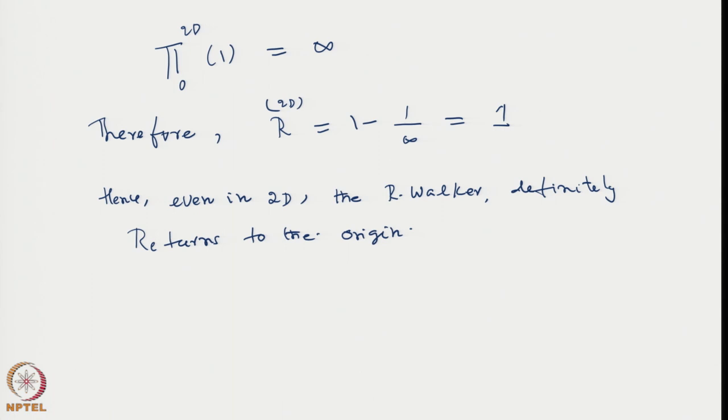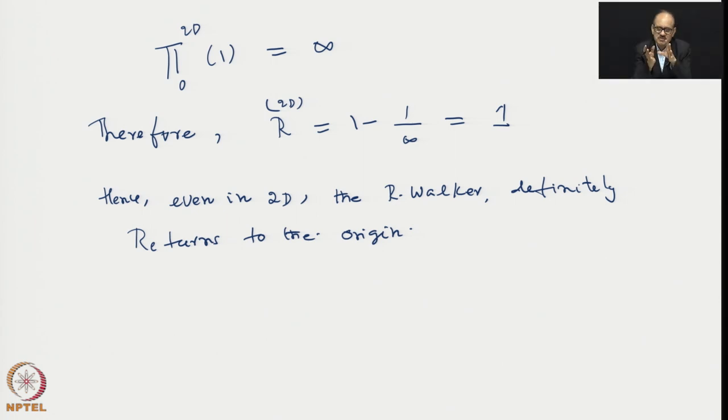So even though in one dimension we can understand his reason to return to the origin because the space is very constricted, sometime he has to come back. In two dimensions we would have thought now there is enough space to escape, so once having started out there is no need for the random walker to come back to the origin.